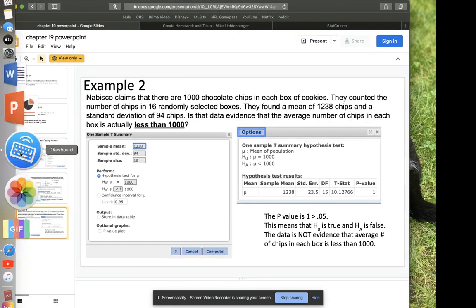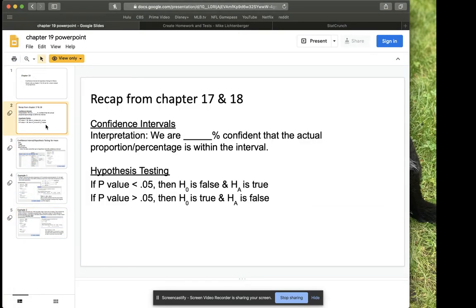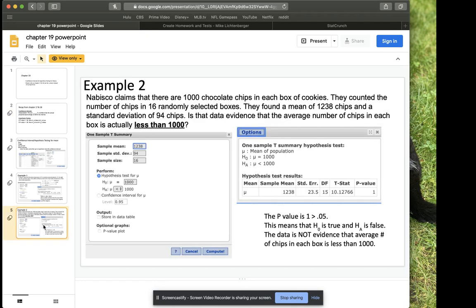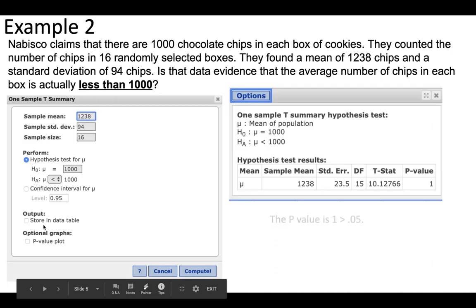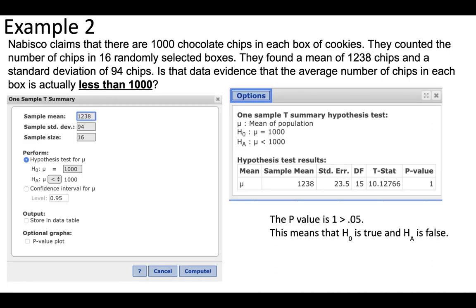So let's go back a couple slides here. This time the p-value is greater than 0.05. That means our initial hypothesis is true. The p-value is 1, which is greater than 0.05. That means the null hypothesis is true and the equals is true.